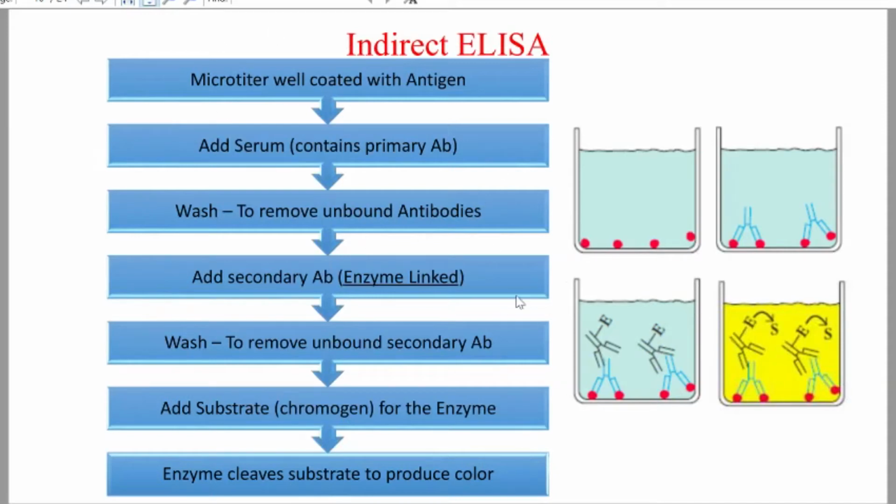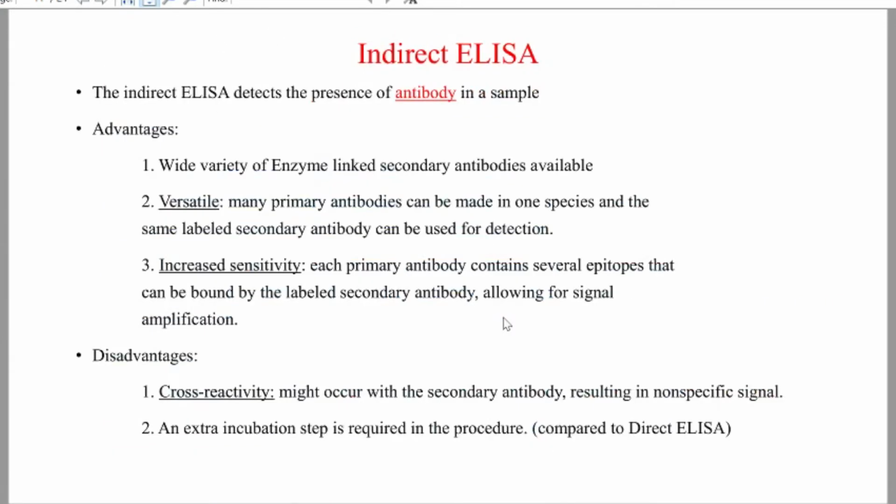We've gone over the protocol for indirect ELISA. So the advantages of indirect ELISA is that there's a wide range of secondary antibodies that are commercially available, and we can make our own primary antibodies in a mouse model or some other species, and then we can use different combinations of primary and secondary antibodies, and it makes the process more flexible and somewhat cost efficient because we don't have to order new secondary antibodies for every time we want to do a new assay.